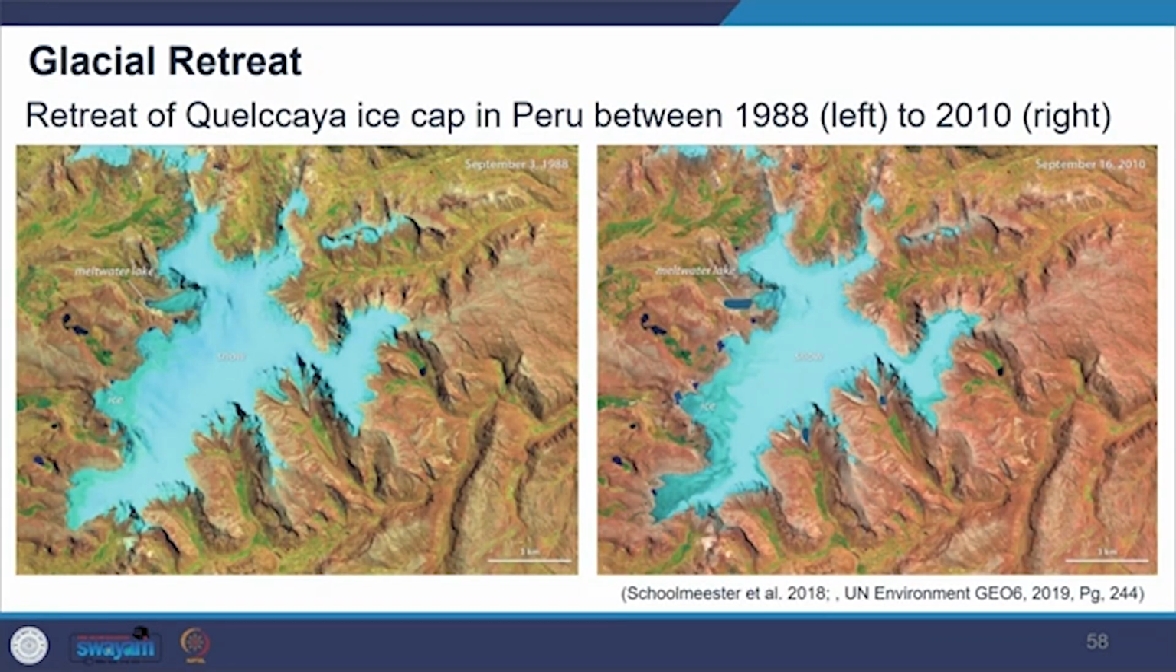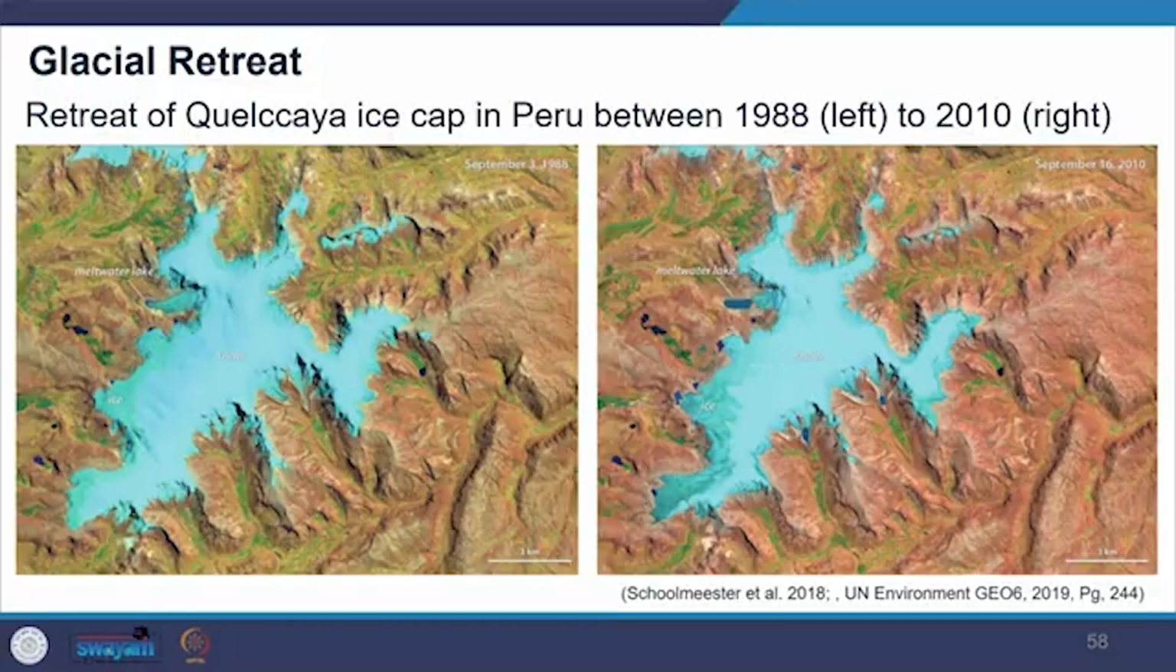In this image, you can see the retreat of the Quelccaya ice cap in Peru between 1988, on the left-hand side, and the condition in 2010 on the right-hand side. Note how the snow area is reducing. Pay attention to those areas at the edges. See the difference between the two. Studies show similar loss in tropical glaciers in the Andes, in the European Alps, and also in Central Asian glaciers. Large populations and ecosystems downstream depend on the available fresh water.